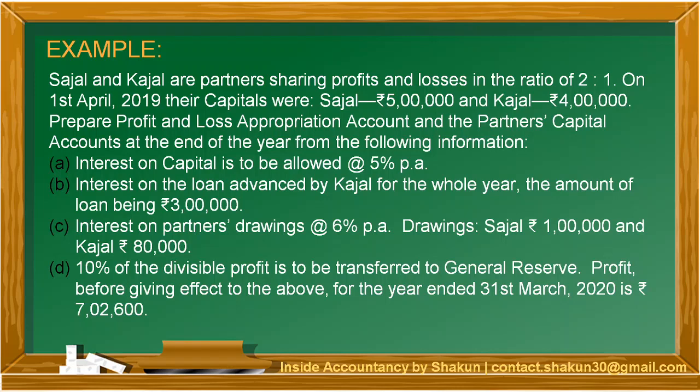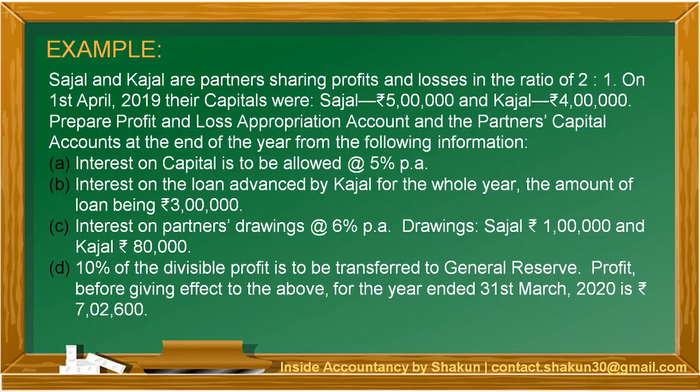Next, we have interest on partners' drawings at the rate of 6% per annum. The drawings have been given as 1 lakh and 80,000 respectively for Saial and Kajal. Now, if you notice, the date of drawings are not given in the question. When the date is not given, the average period is fixed, that is 6 months.